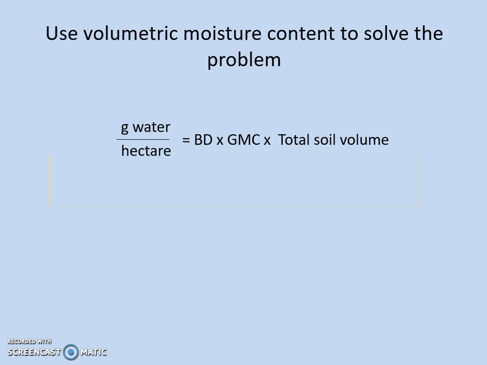To solve this problem, we use volumetric moisture content because the answer needs to be expressed on a ground area basis. I just showed you that the volumetric moisture content is the bulk density times the gravimetric moisture content. Then the total volume is the volume of soil in 1 hectare to a depth of 120 centimeters.